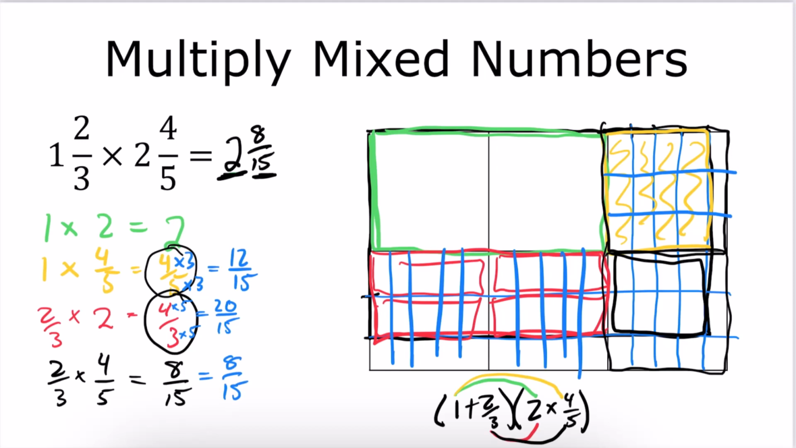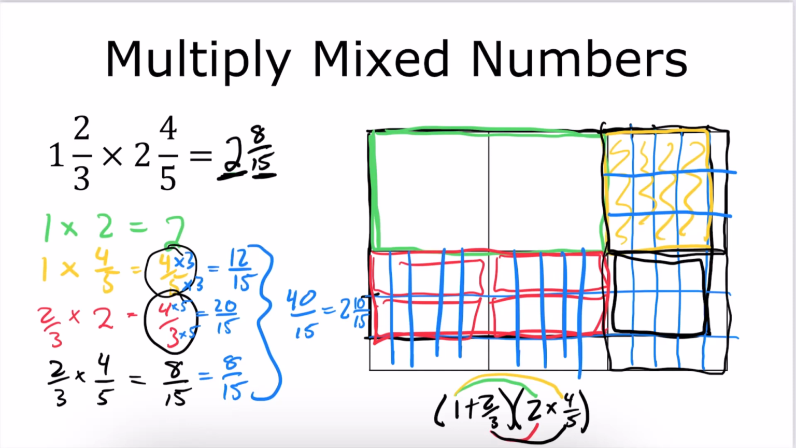So now that all of those pieces are the same size and they're all 15ths, now I can combine them together. And 12/15 plus 8/15 is 20/15 plus the 20/15 in the red section gives me 40/15. And that number is 2 10/15, or you could also reduce the 10/15 to be 2/3.